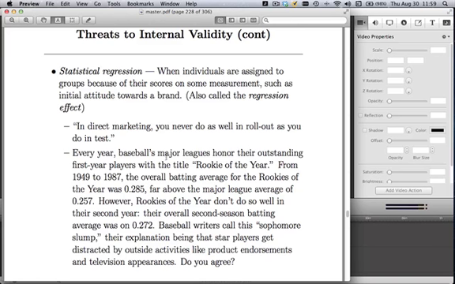Every year in baseball, they give the best first-year player the title Rookie of the Year. So if this is your first year in baseball, you're eligible to win this award, and the best of all the first-year players gets this Rookie of the Year award. Now, over an extended period of time, the batting average for Rookies of the Year was .285. If you don't know anything about baseball, batting averages just tell you how well that player did. So higher means they did better. And notice that these rookies were much better than most baseball players, who only had an average of .257.